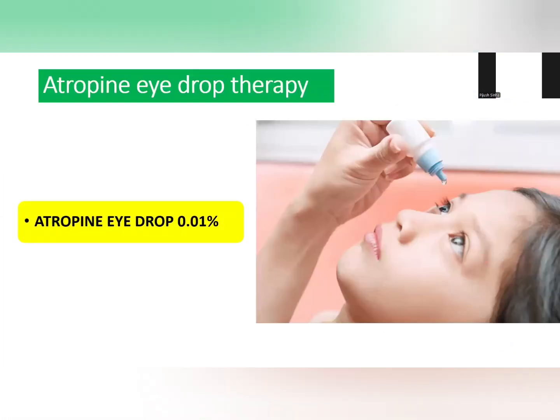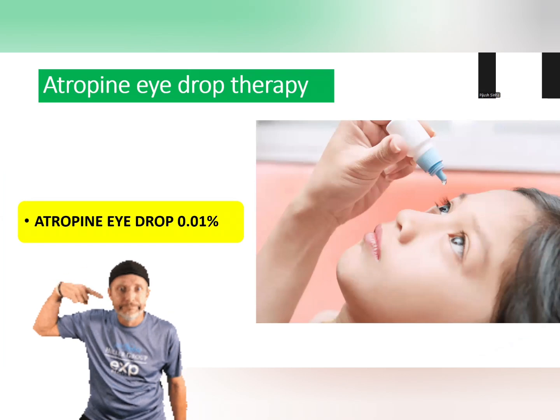So here, atropine is a medication that works by relaxing the ciliary muscle in your eye, which can help slow down the progression of myopia. So it's particularly effective for moderate to high myopia. However, it is important to know that atropine can cause side effects like blurring of vision, sensitivity to light, and some patients show psychotic behavior also. So it's typically used under the guidance of an eye specialist.